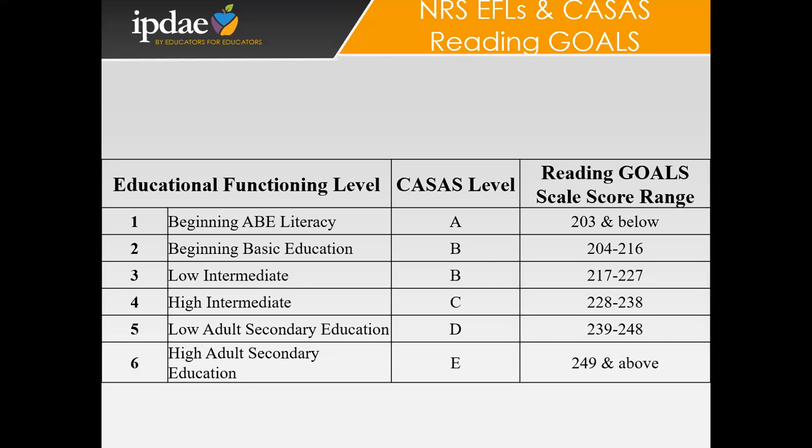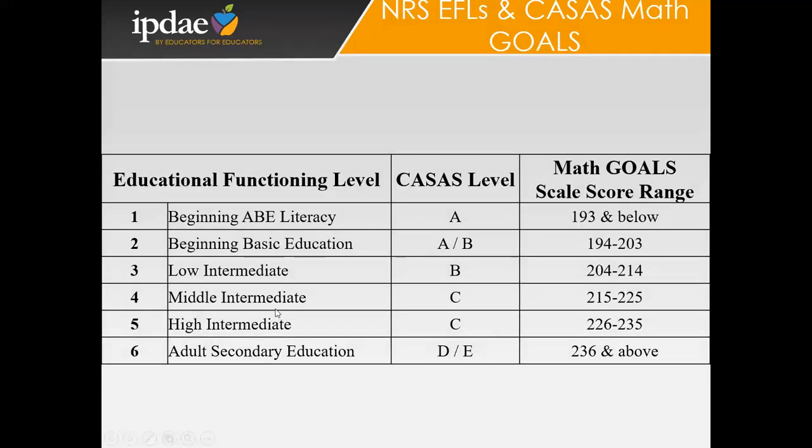At this time, you're looking at the NRS EFLs and CASAS reading goal score ranges for ABE and ASE. Now, on this slide, you are looking at the NRS EFLs and CASAS math goal score ranges for ABE and ASE.